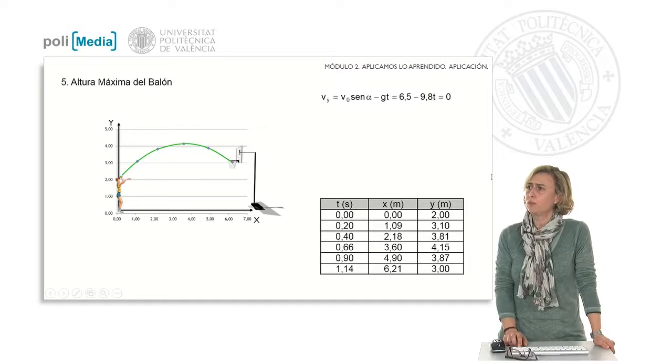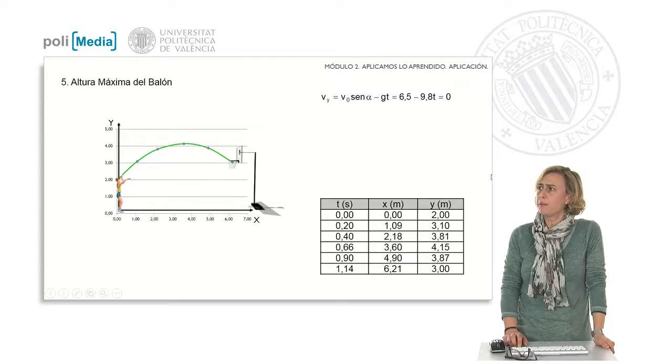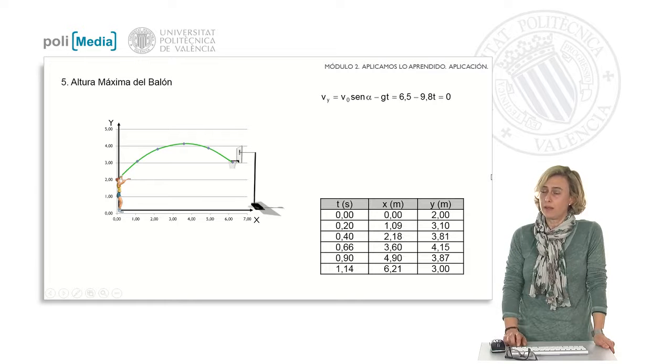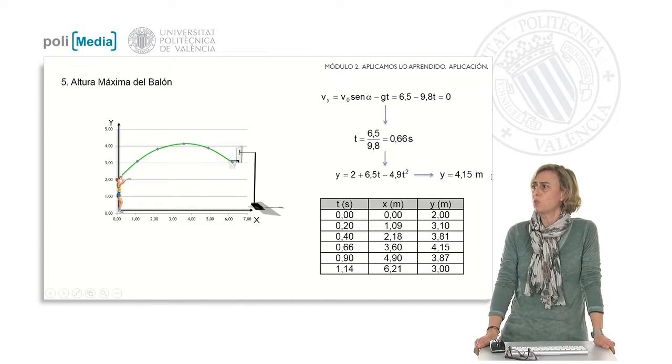Next, we are asked the maximum height of the ball. To calculate the maximum height, we saw that the condition was that the y component of the velocity, since x is constant, must be 0. From this expression, we calculate the time, obtain 0.66 seconds, and substitute in the expression of the position along the y-axis. Substituting this time value, we obtain that the maximum height is 4.15 meters.